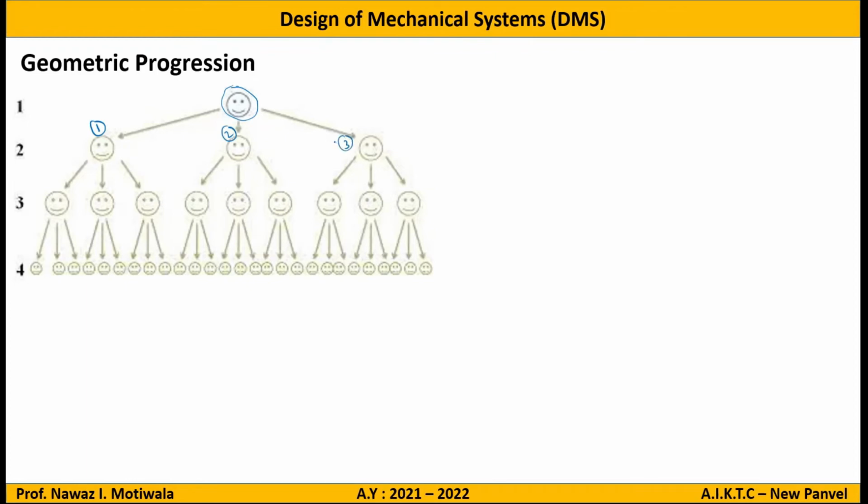So if I take the ratio of second stage to first stage, here there was a single one and here there are 3. So if I take the ratio of the second stage, where there are 3 people, to the first stage, I will get 3 as the answer. Correct? Yes or no? Yes, sir.